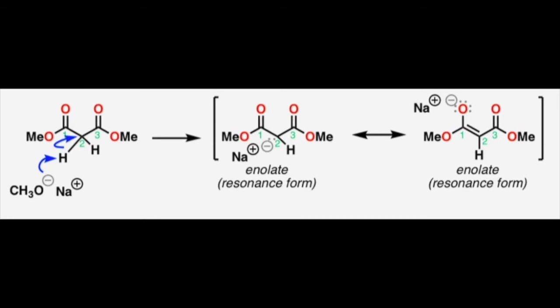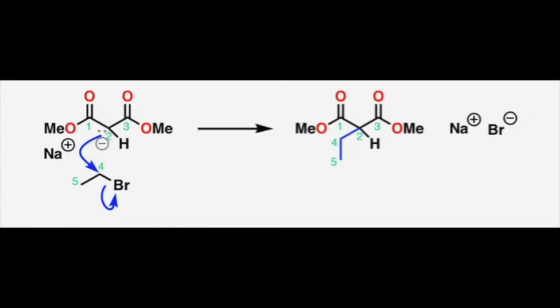First, CH3O- acts as a base to remove the most acidic proton from the ester, which is on carbon 2 of the mechanism. This forms the enolate. Since enolates are great nucleophiles, it will act as a nucleophile in an SN2 reaction to attack an alkyl halide, which will form a new carbon bond.